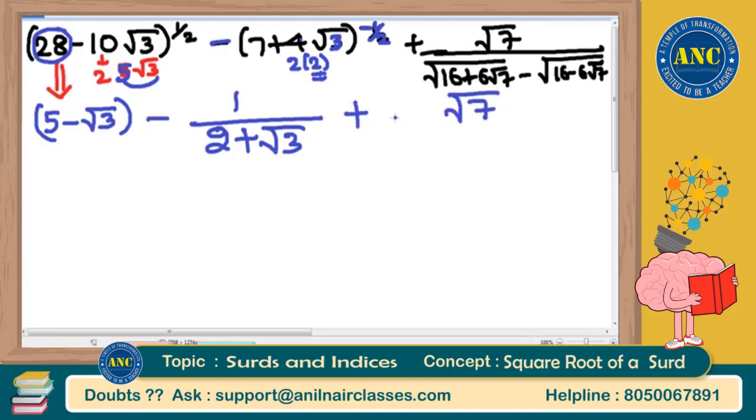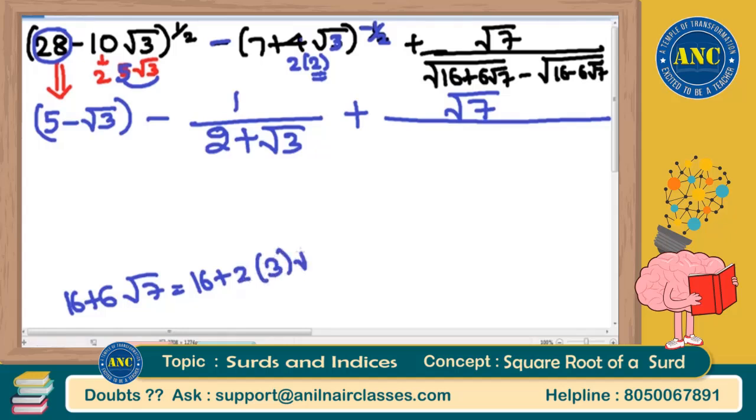So this is root 7 divided by root 16. So this is 6 root 7. Let me write it here. 16 plus 6 root 7 can be written as 16 plus 2 into 3 into root 7. This 3 is nothing but root 9. Root 9 into root 7. 9 plus 7 is 16 itself.